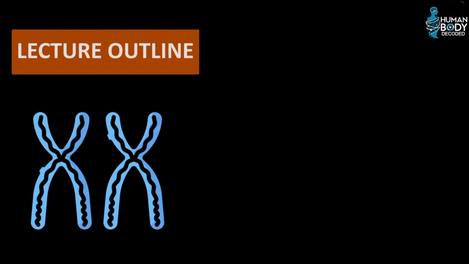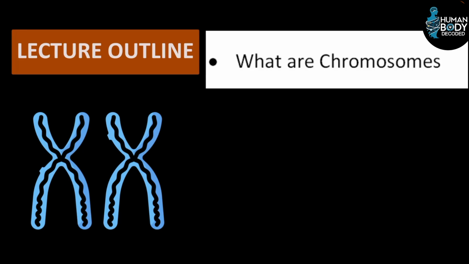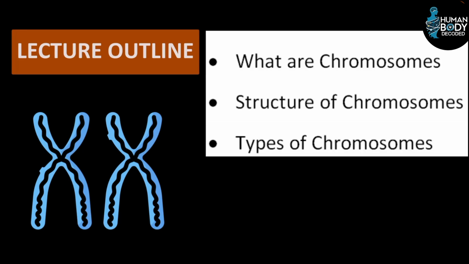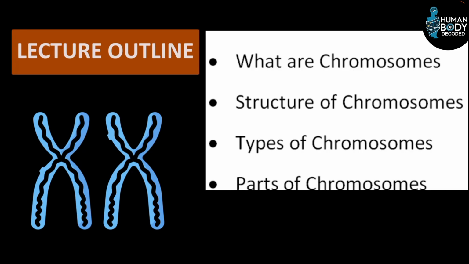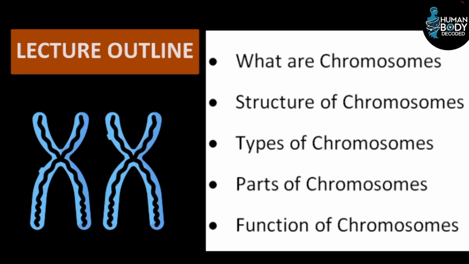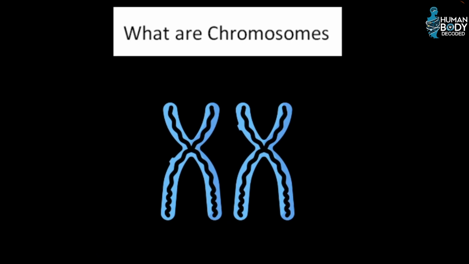Students, in this lecture, the topics we will study are as follows. First, I will tell you what chromosomes are. Then we will study the structure of chromosomes. After that, we will study the types of chromosomes. Then we will study the parts of chromosomes. And lastly, we will study the functions of chromosomes. So let's begin. First, we will study what chromosomes are.